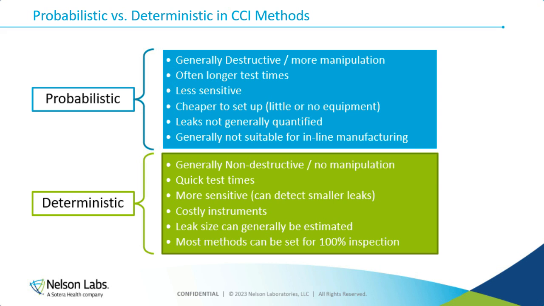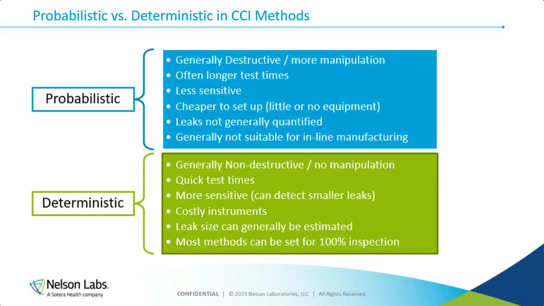These items make it so probabilistic methods are really hard for inline manufacturing, right? You can't test the product and then destroy it in the process. But the deterministic methods, being non-destructive and fast, are really well suited for inline inspection. And you can even set these up for 100% inline inspection, which is really the direction that a lot of this is going. Probabilistic methods tend to be less sensitive.